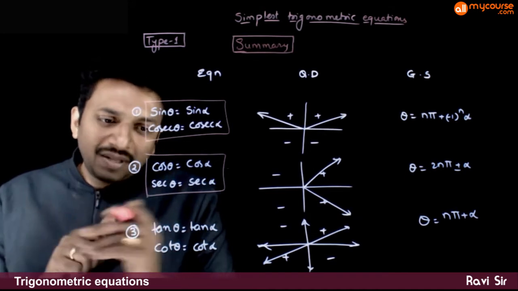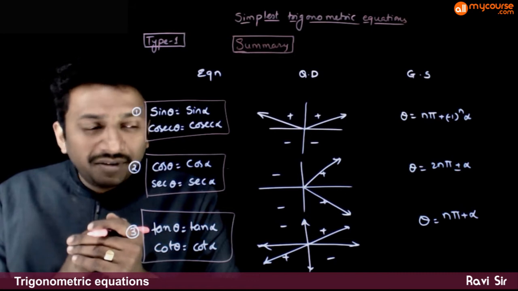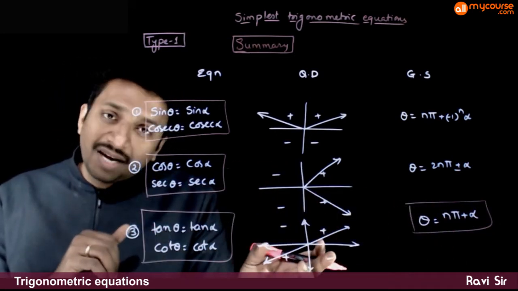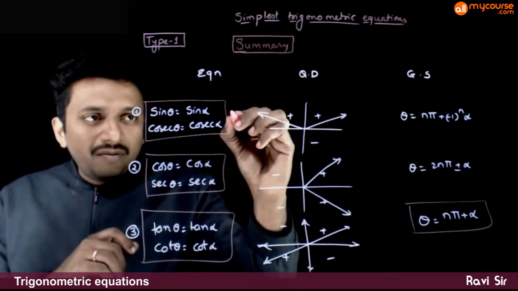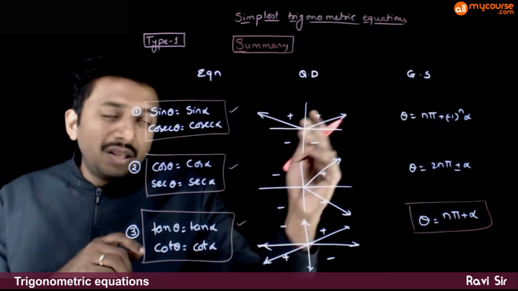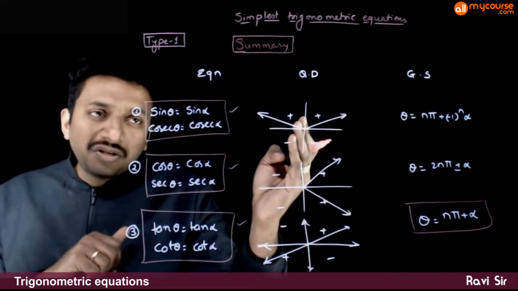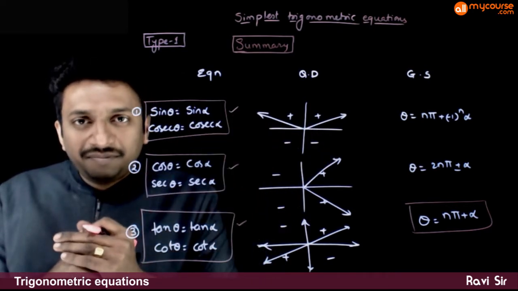And for tan theta is equal to tan alpha and cot theta is equal to cot alpha, the solution is theta is equal to n pi plus alpha, and the quadrant diagram is plus minus plus minus. So it's always better to remember the quadrant diagram as well as the solution, because if you forget the solution, from the quadrant diagram you can get the solution itself.